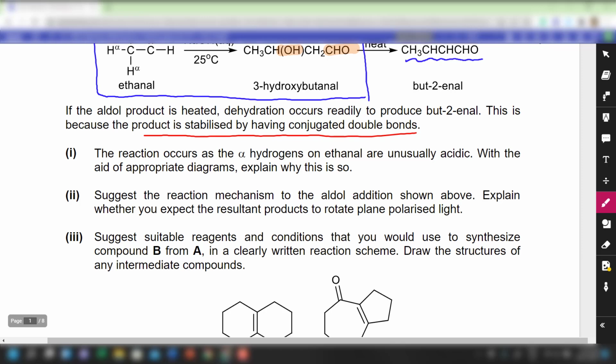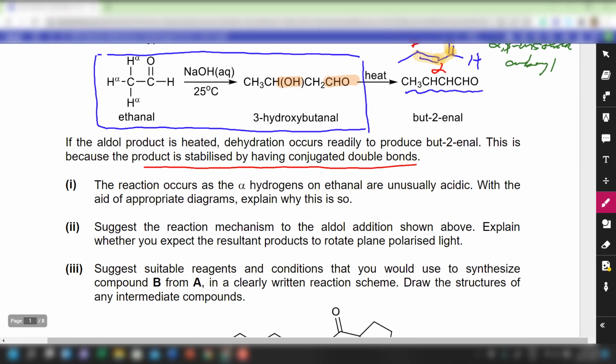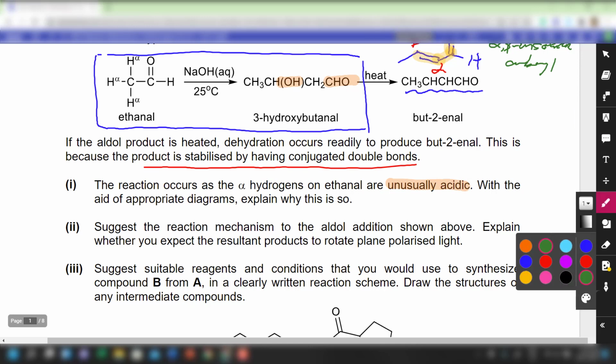Okay, so we have part 1. The reaction occurs at the alpha hydrogens on ethanol, which are unusually acidic. Okay, so these are the keywords: unusually acidic. With the aid of appropriate diagrams, explain why this is so. Yeah, this is a very popular way of asking questions: with the aid of appropriate diagrams. So it depends on whether you are looking at it from the H2 or H3 perspective, because that determines the depth of your answer. But without going into further detail at this point in time, let us focus on the words unusually acidic.